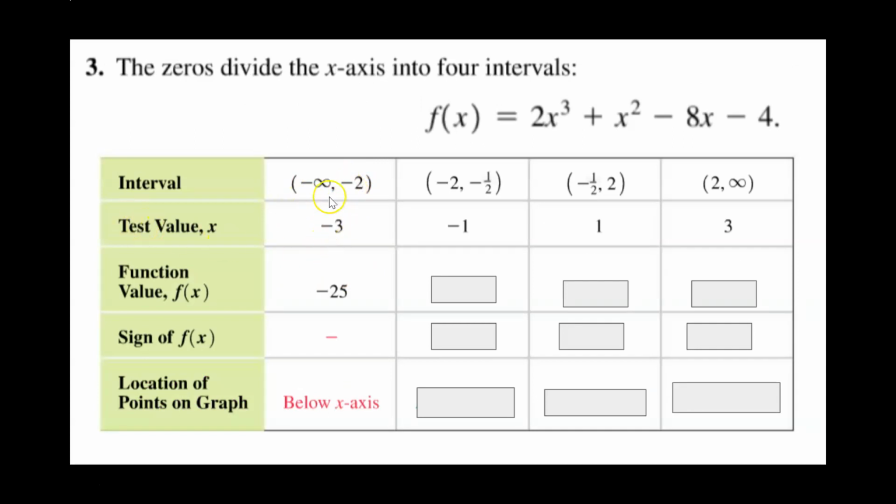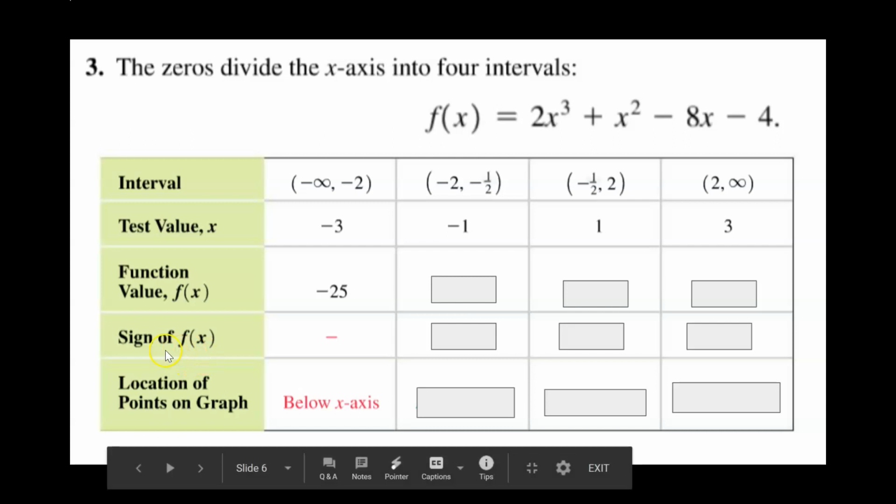Then, the test value means I want you to pick any number in between -infinity and -2. Obviously pick a small, easy number to plug in for the test. So I picked -3. If I plug -3 in for this x here, and this x here, and calculate, this function is going to equal -25. Which means the sign is negative, and the maximum or minimum is going to be below the x-axis, and I'll explain that in the next slide.